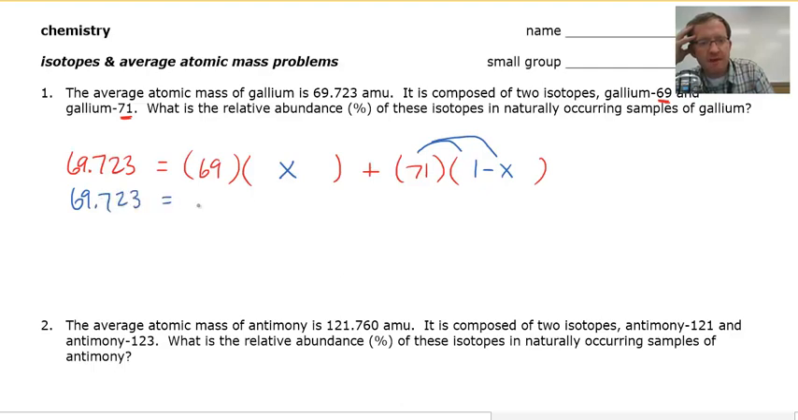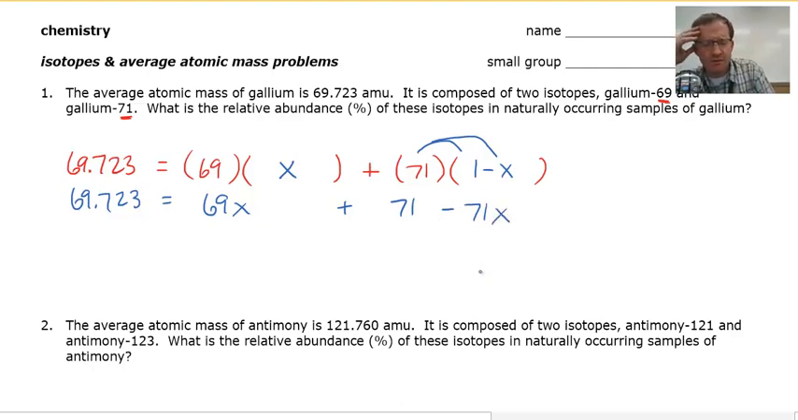69.723 is equal to 69 times x. So I'm just going to get rid of those parentheses and call that 69x. And then over here, I'm going to go ahead and distribute my 71. So 71 times 1 is 71. That's not hard math. And 71 times a negative x is negative 71x. So all I've done so far is distribute, right?